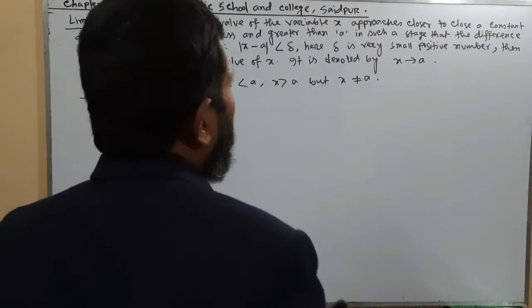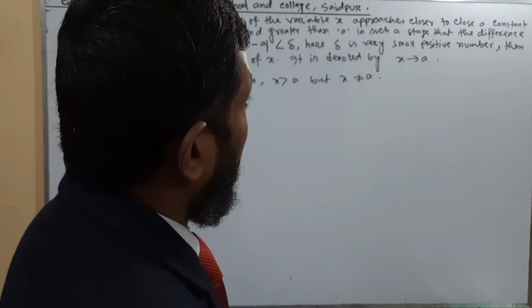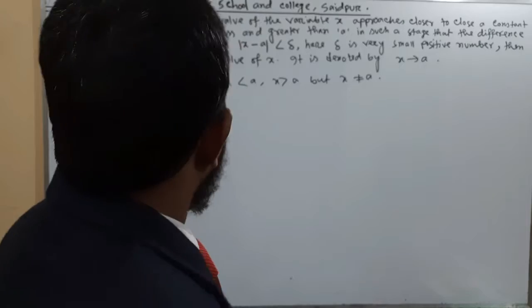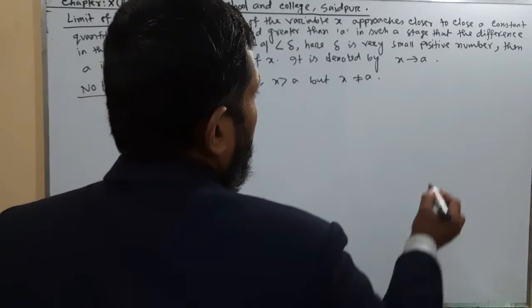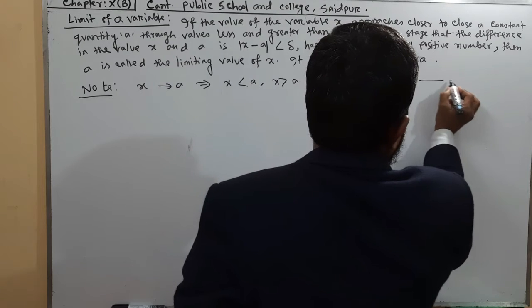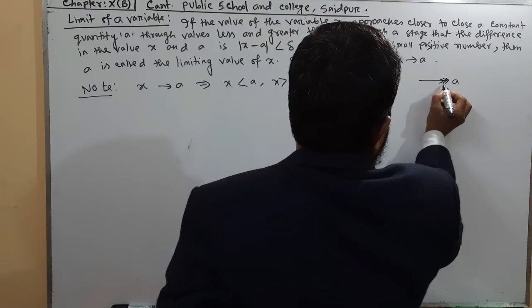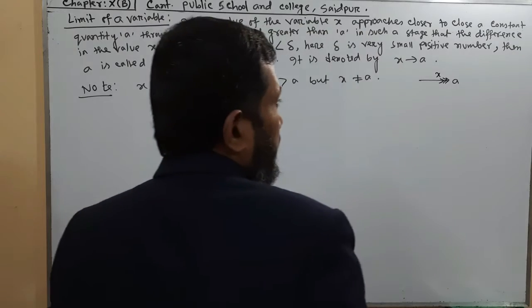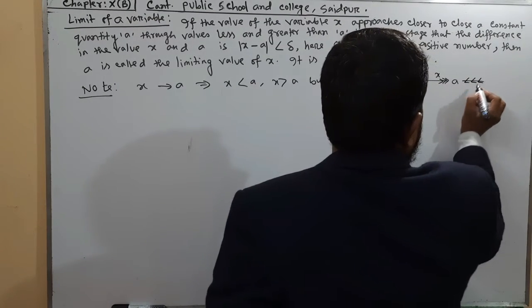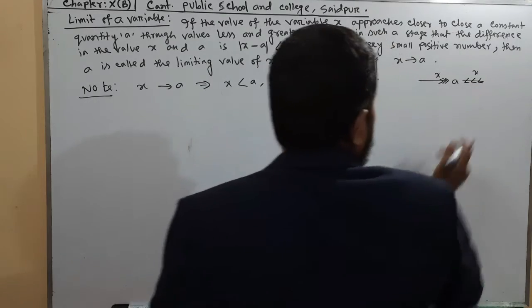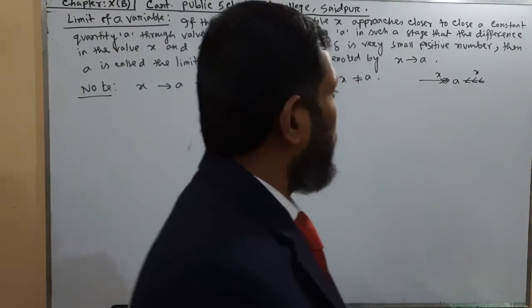Here we have already written that the variable x approaches closer and closer to a constant quantity a through values less and greater than a. Suppose here is the value of x which is less than a, and the value of x which is greater than a, but x is not equal to a.